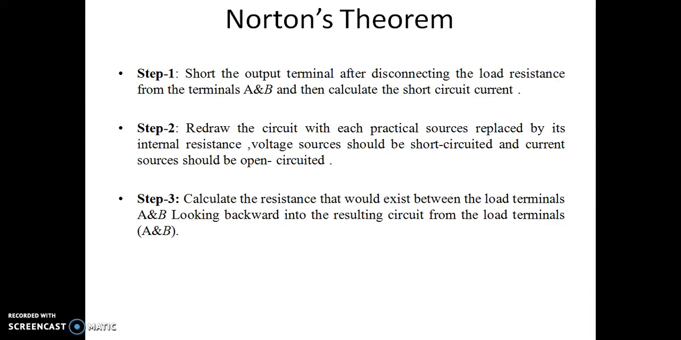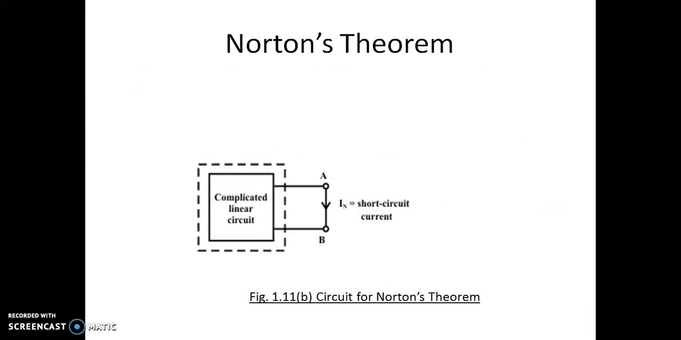Step 2. Redraw the circuit with each practical source replaced by its internal resistance. Voltage sources should be short-circuited and current sources should be open-circuited. Step 3. Calculate the resistance that would exist between the load terminals A and B, looking backward into the resulting circuit from the load terminals A and B.